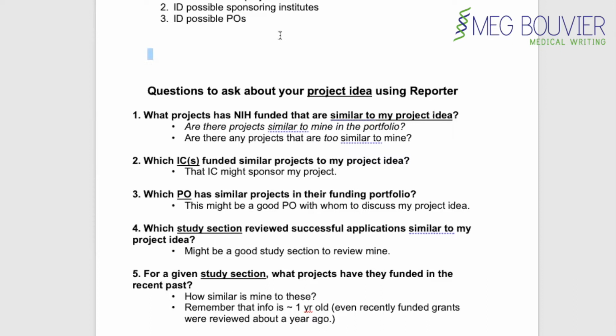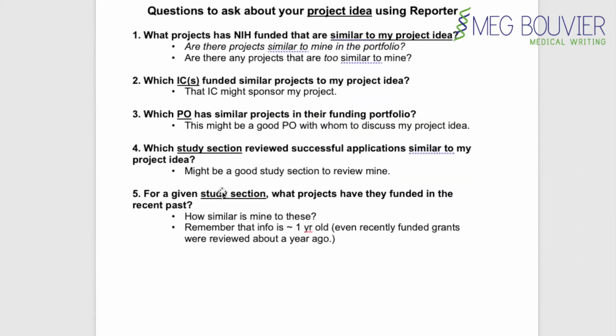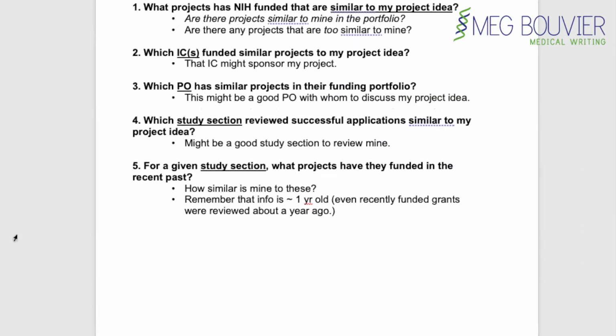So the things you're going to look for are similar projects, things that are similar to your project idea. So all the searching goes on before you write anything. You also want to identify some possible sponsoring institutes because they might sponsor your project, and you want to look for possible program officers that might be interested in this kind of work. So I always line up some questions for my grantees to ask as they're going through the RePORTER website. So again, this is all at the idea phase.